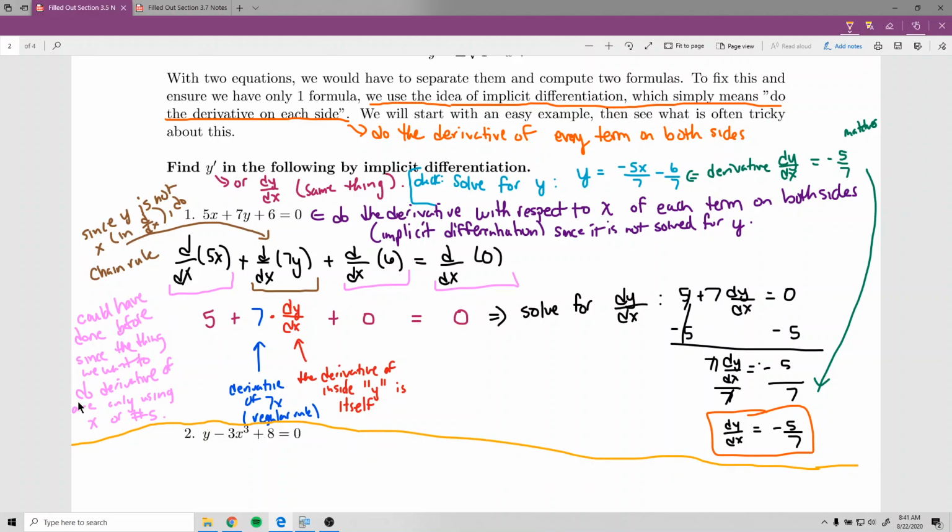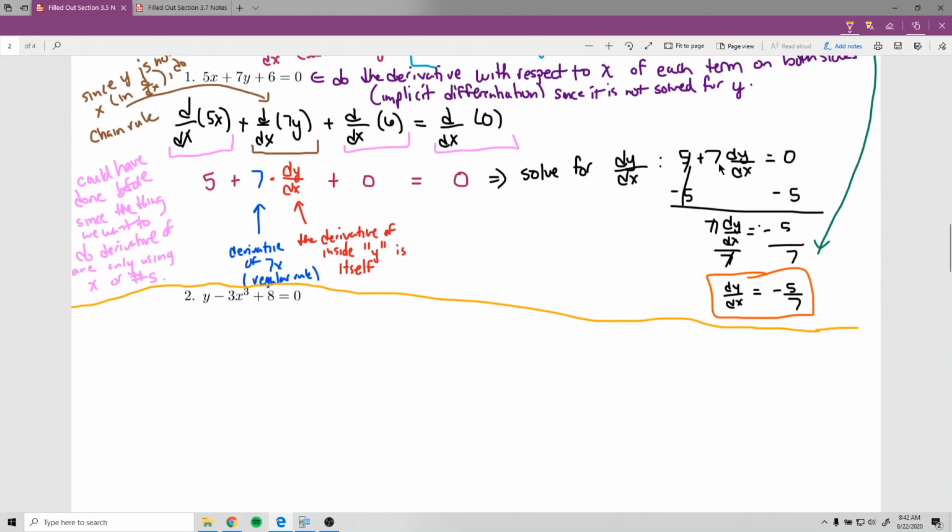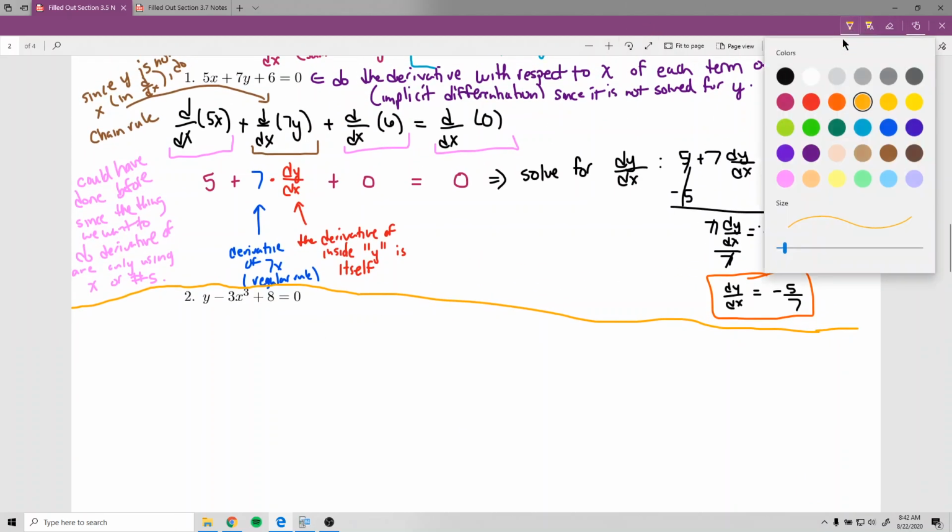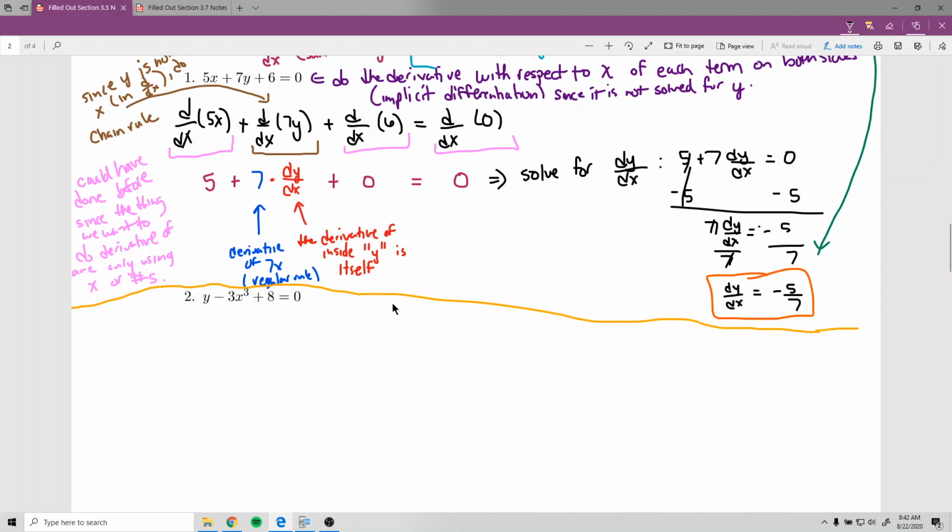Right, but number 2, it could also be solved for y and then do the derivative that way. I'm not going to do the checking part because I just want to practice this some more. And then we'll get into problems where we couldn't solve for y anyway. All right, so once again, y is not by itself. Do the derivative of both sides, so of everything, on both sides, since y is not solved for.